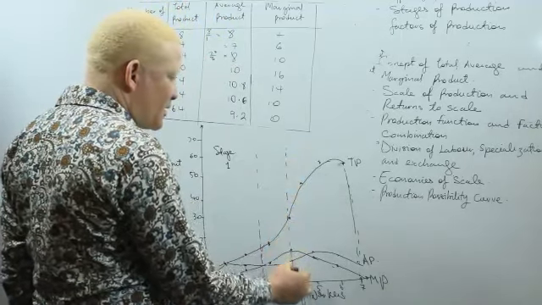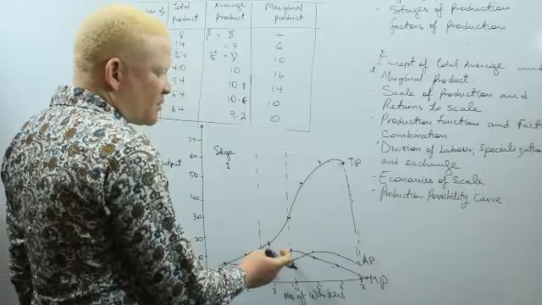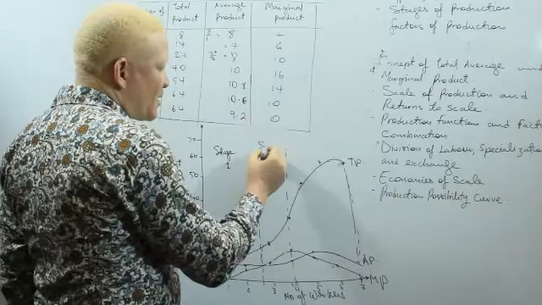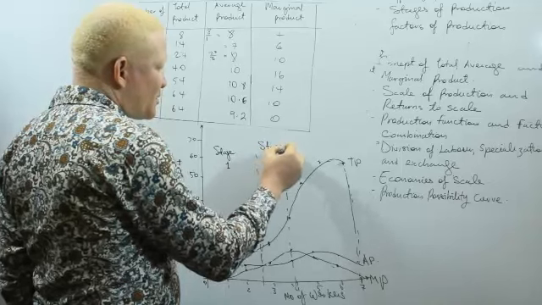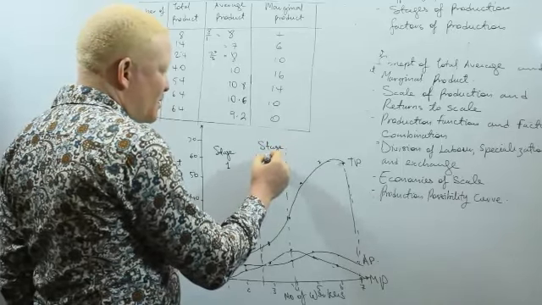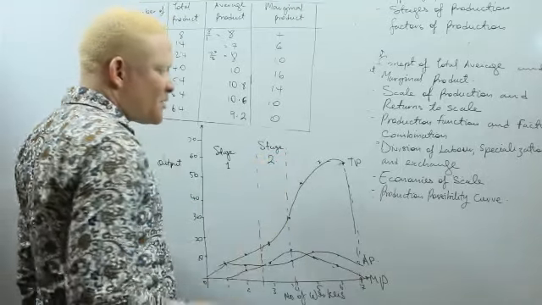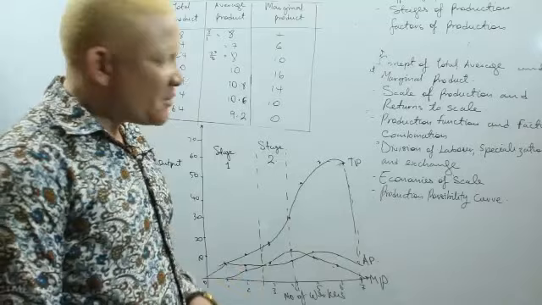At the point where total product increases at a constant scale, there's now constant returns to scale. There is still increase in total output in stage 2, which means you can still increase the volume of production.